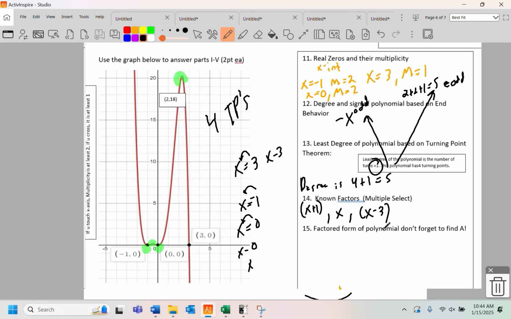And now it's time to write the polynomial. It says don't forget to find a. So let's go back to our multiplicity. This factor happened twice. It's x plus 1 squared. This factor happened twice. It's x squared. And this factor happened once, and it was x minus 3. First letter of the alphabet is an A, and this would be equal to y. You have a point you can plug in. It gives you x and y. It says 18 is A. X was 2.